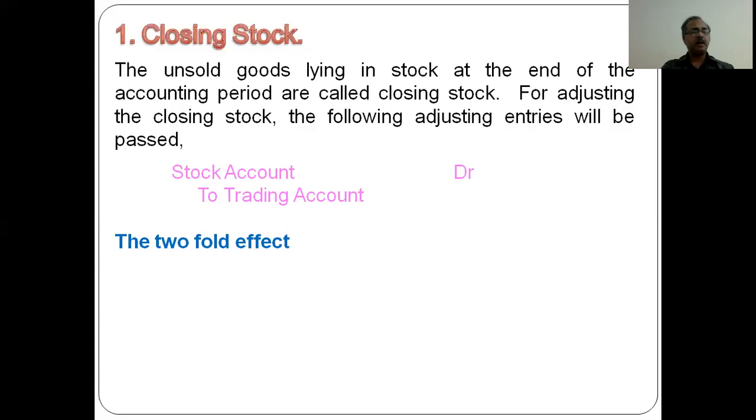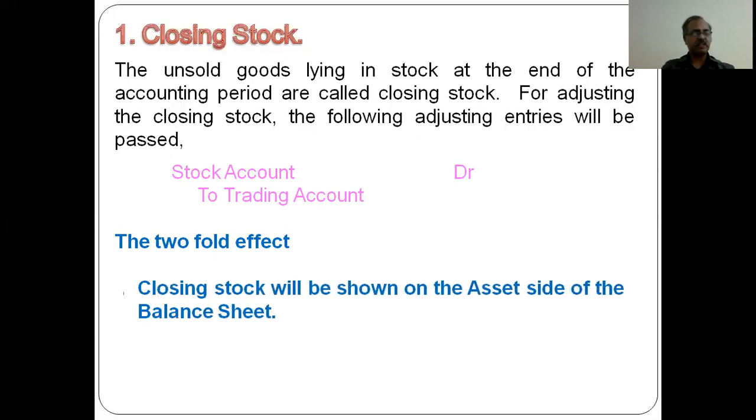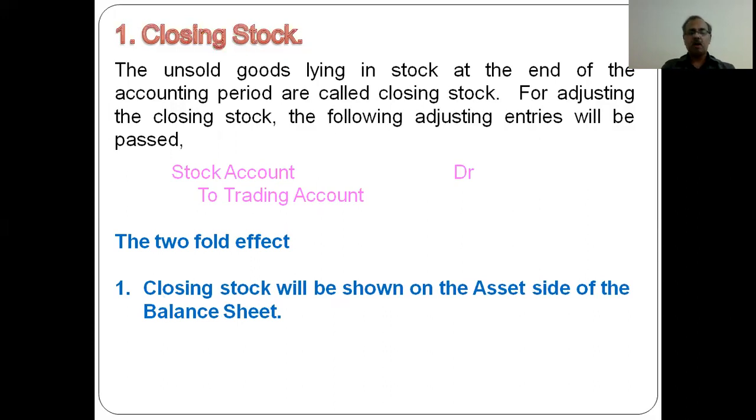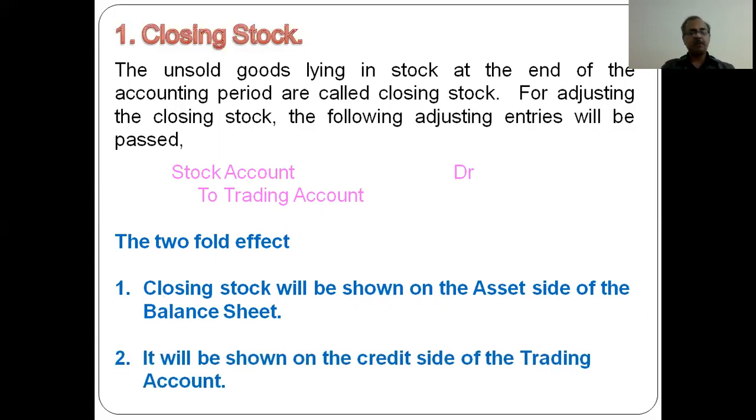Then we will discuss the twofold effect of closing stock, or how to treat this closing stock adjustment manually whenever we prepare the final accounts. The first effect is that closing stock will be shown on the asset side of the balance sheet, because stock, either opening or closing, is always an asset. The second effect is that the closing stock will be shown on the credit side of the trading account. Whatever goods are lying in store at the end of the accounting period is called closing stock.